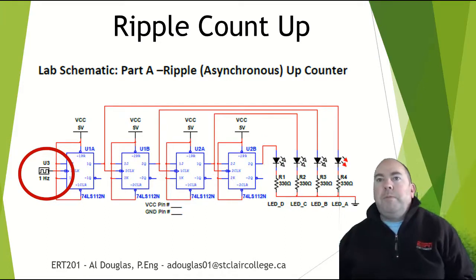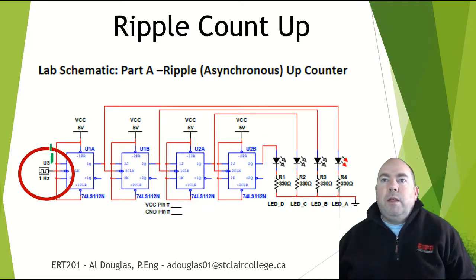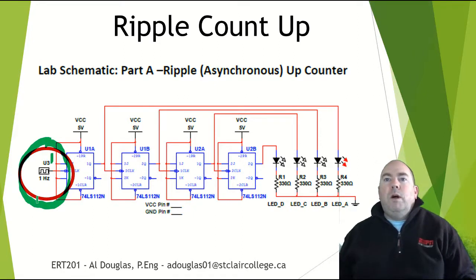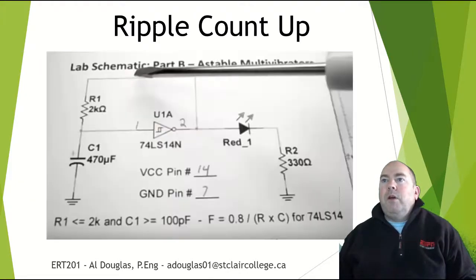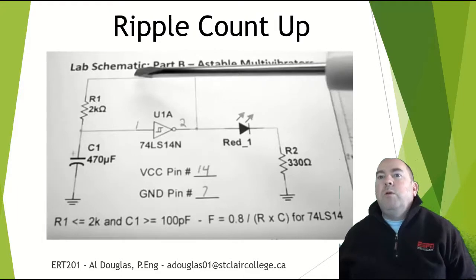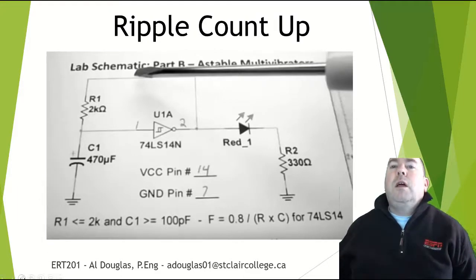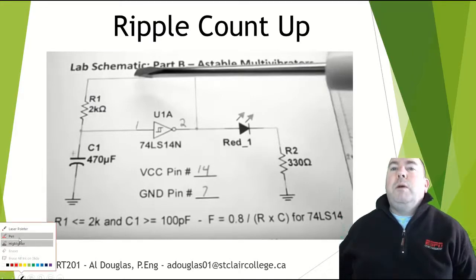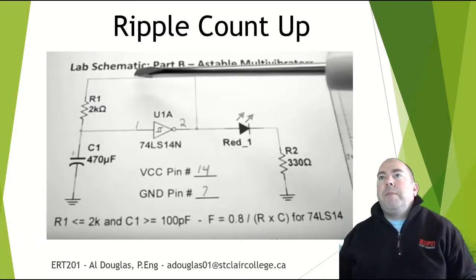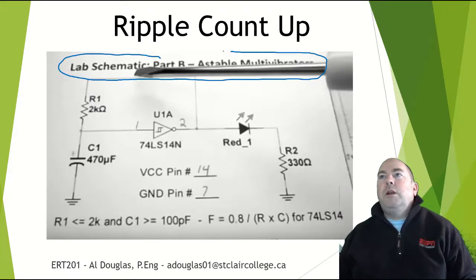Notice here as well, this little symbol. That symbol represents our 1 hertz clock input signal. Now, where does that come from? So last week, Lab B, the A-stable multivibrator, we created a flashing signal in that lab. So that was part B of the lab. So you remember that we did that. Part B, so very simple circuit.